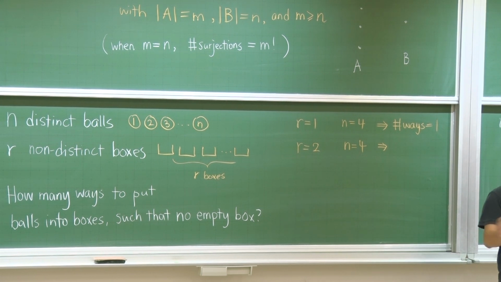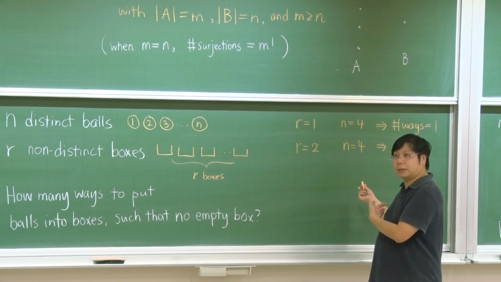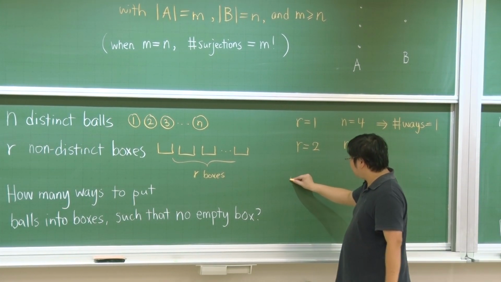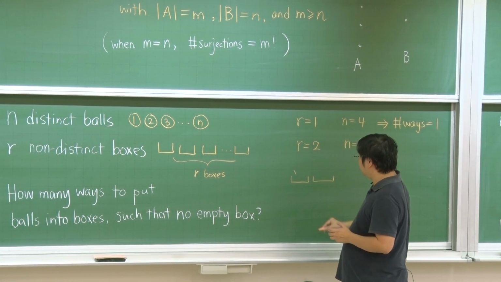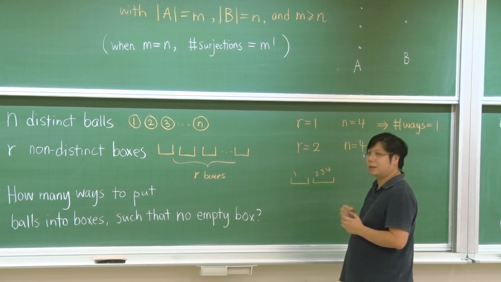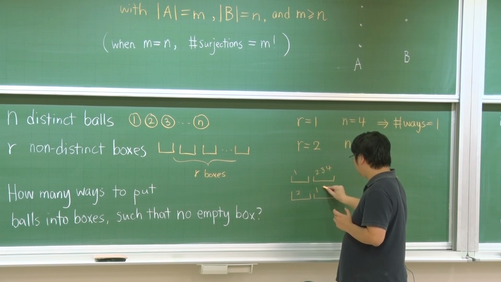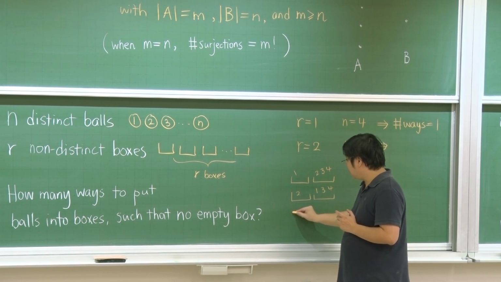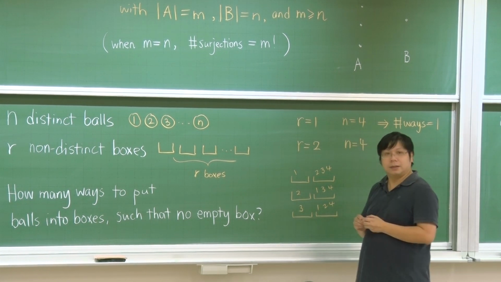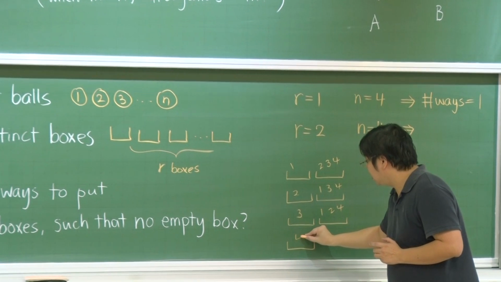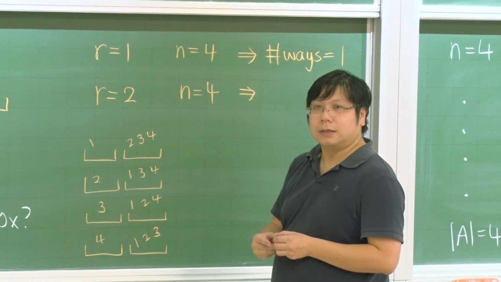So there are 2 boxes and there are 4 balls, right? No box can be empty. So this is already very difficult, right? We may have 1 here and then 2, 3, 4 here. We may have 2 here and then 1, 3, 4 here. And then we may have 3 here and then 1, 2, 4 here, right? We may have 4 here and then 1, 2, 3 here.